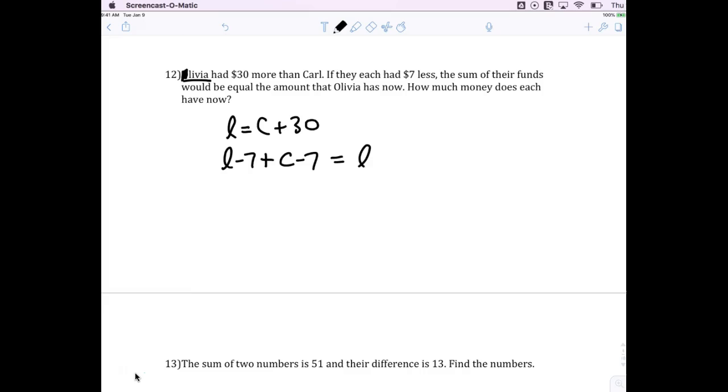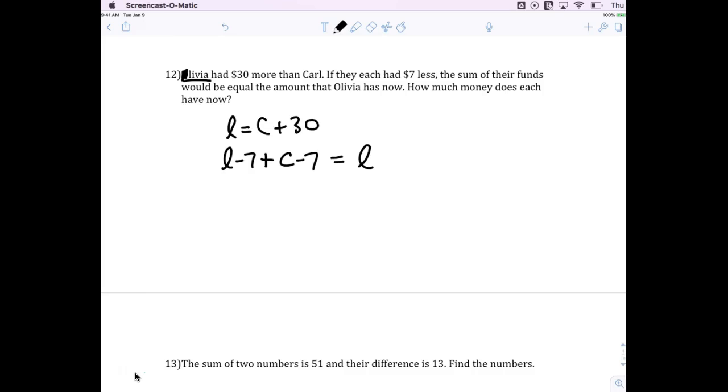Look at this. If you got that right, that's pretty good. Now again, I'm just trying to tell you how to make the translation. You have to know how to do that. So I simplified that down to L plus C minus 14. That's exactly right.